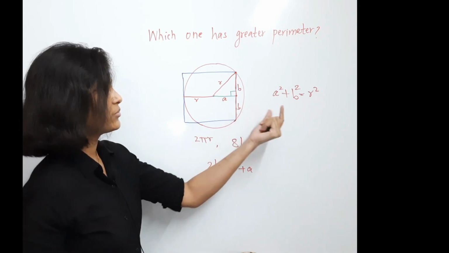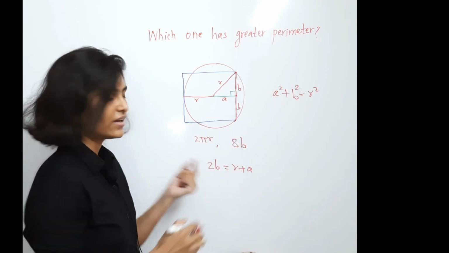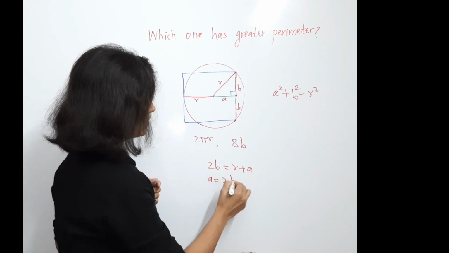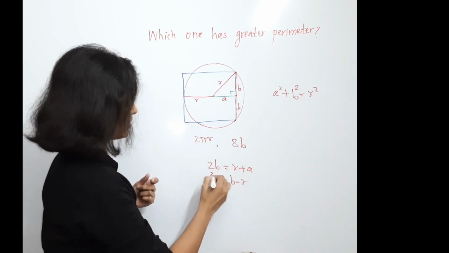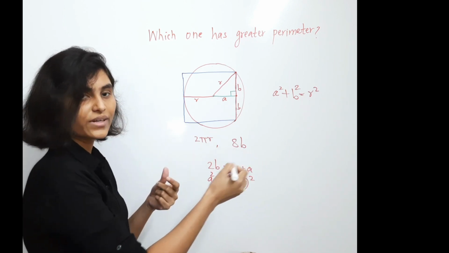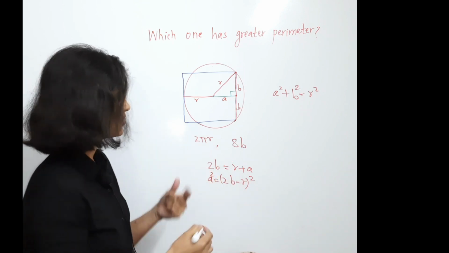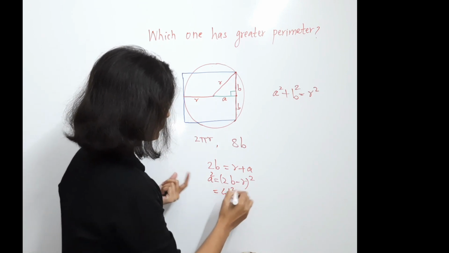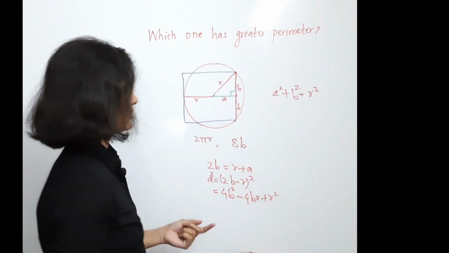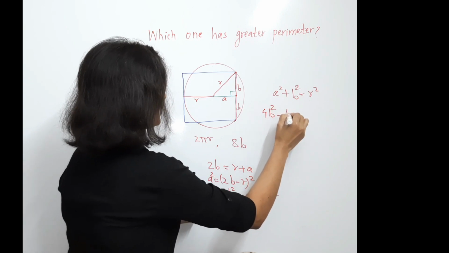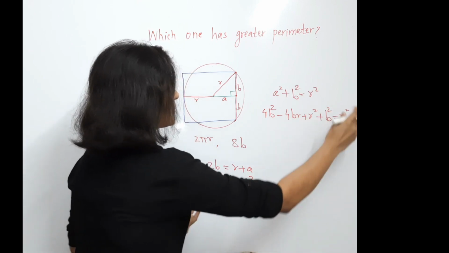Now to get the relation between b and r, just put the value of a from here. What is a? A is nothing but 2b minus r, right? So a square is, just take the square, 2b minus r the whole square. Use the formula that x minus y the whole square is x square minus 2xy plus y square, and this gives us a square is 4b square minus 4br plus r square. Now put the value here. So we have 4b square minus 4br plus r square plus b square is equal to r square, right?